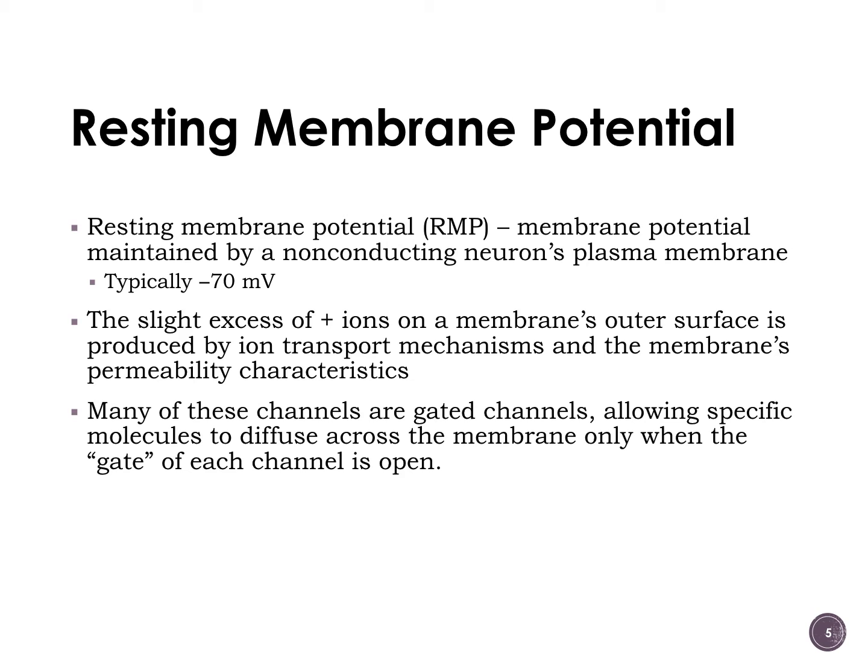So that slight excess of positive ions on the membrane's outer surface is produced by the ion transport mechanisms and the membrane's permeability characteristics. So that's where we start talking about these gated channels that allow diffusion across the membrane when that gate opens. Not all membranes are going to have the same type of permeability. We're going to want to control what's going in and out of these membranes. So it's a good idea for each of them to have their own unique characteristics.